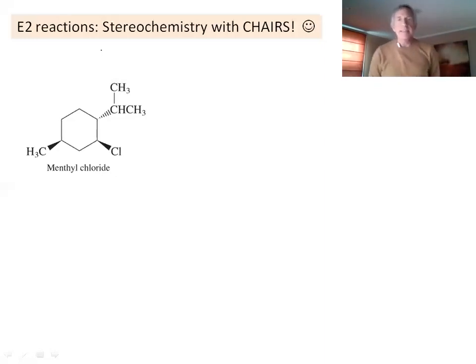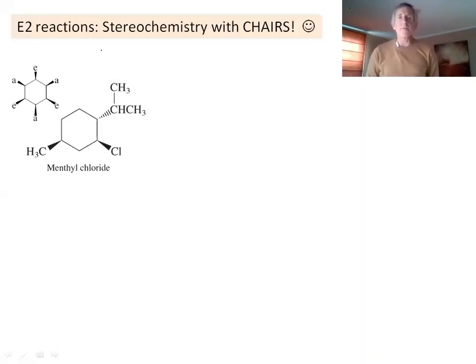You're right. If we could get all of these substituents equatorial, that would be the lowest energy conformation for this ring. So we should start with that idea, even though we want our leaving group in the axial position. It's a good premise just to start with.